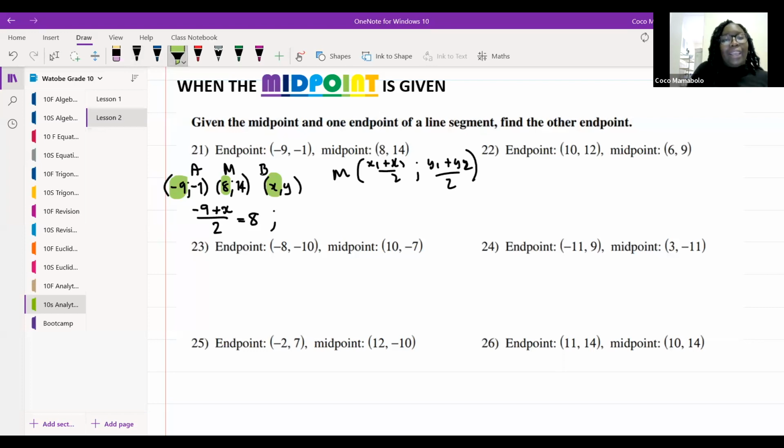Same with Y, guys. I know that if I went -1 plus this Y value divided by 2, my answer would be 14. So -1 plus Y over 2 must give me the answer of 14. Now I can solve for X and for Y. Can you guys do that for me?